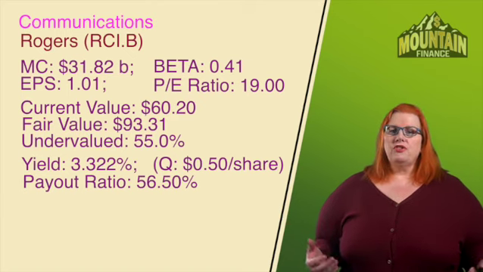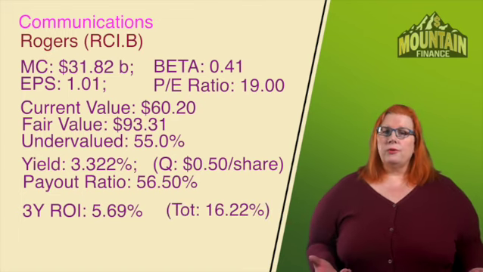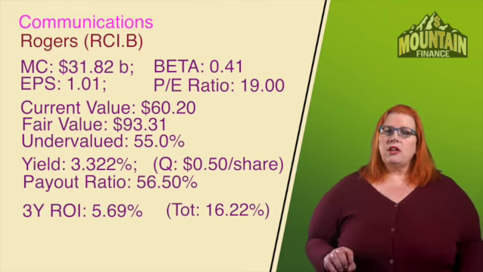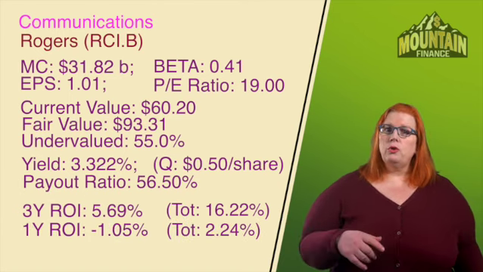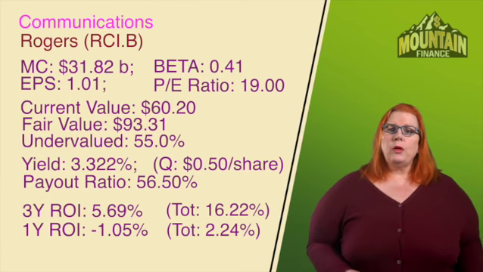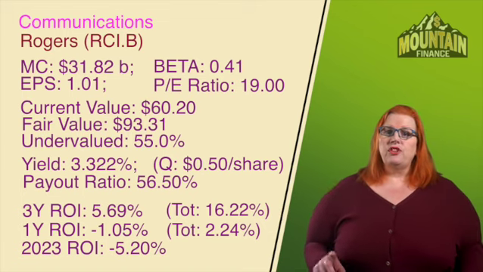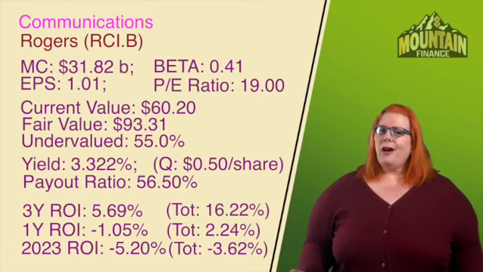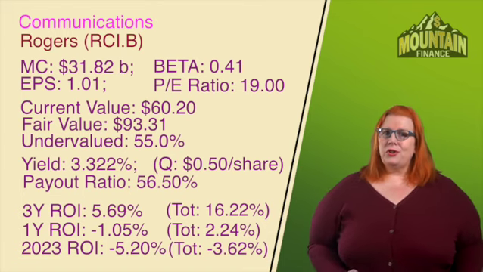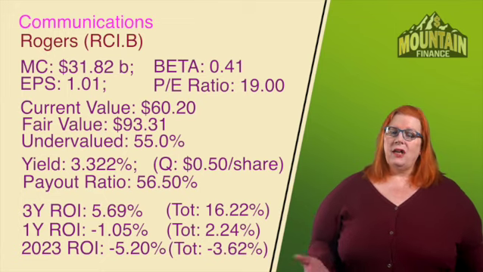Looking at their returns on the 3-year, their return on investment came in at 5.69% for a total return of 16.22%. On the 1-year, we get a return on investment of negative 1.05% for a total return of 2.24%. Looking at this year in 2023, not a good year for Rogers. Their return on investment has been negative 5.20%. Total return is still in the negative at negative 3.62%. But a lot of that is all of the drama around the merger with Shaw. Looking at the other two of the big three, Bell comes in at 54.7% undervalued and TELUS comes in at 41.4% undervalued.